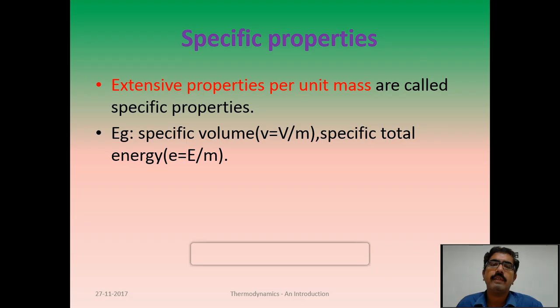Similarly, we are having energy. So per unit mass, we are having E by M, and then we call it specific total energy. So more or less, for the specific properties, we'll be having units like meter cube per kg, kilojoule per kg. So in the denominator, we'll be having the unit as kg.